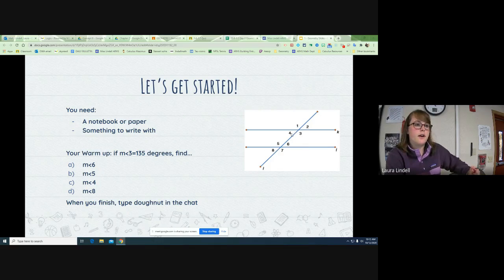Because with angle 4, you can either think that it's alternate interior with angle 6, or you can think that it's a linear pair with angle 3, or even that it's consecutive interior with angle 5. Either way, whatever angle relationship you went with, 4 would be 45, and then 4 and 8 are corresponding, so they would both be 45.